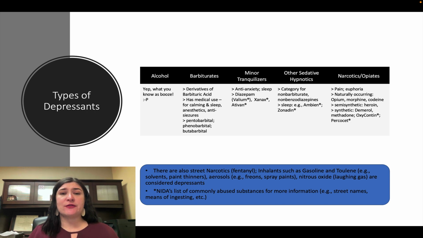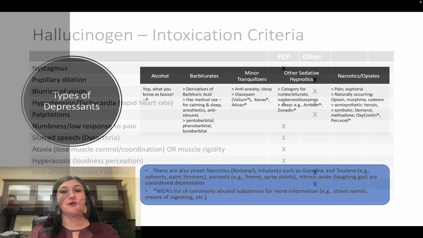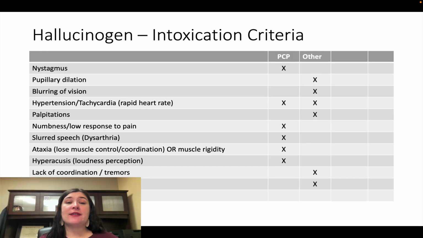There are also different street drugs like fentanyl, inhalants such as gasoline, spray paints. So just make sure you're reading over that NIDA list to get a full understanding of those street names and the different information for means of ingesting and schedule of classes. Then we'll take a look at the category hallucinogens. For here I have PCP and then other.